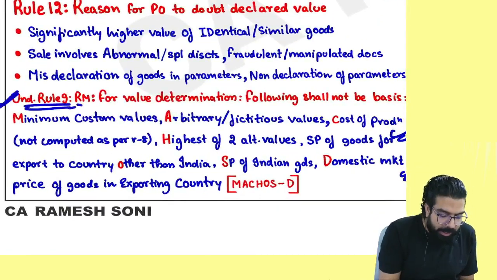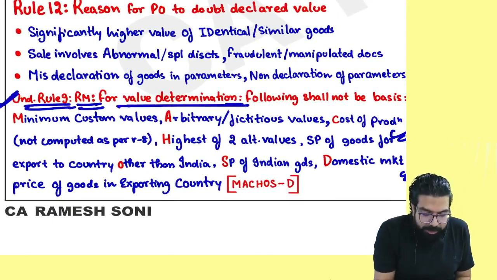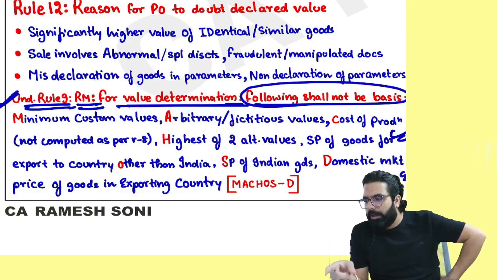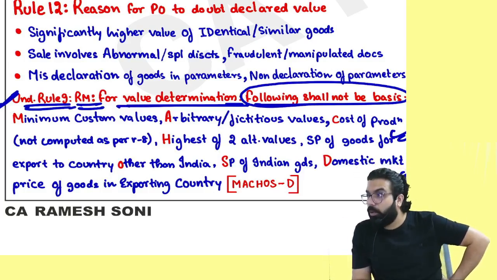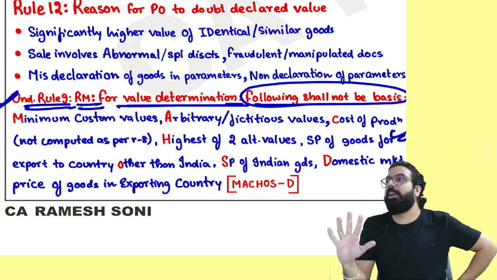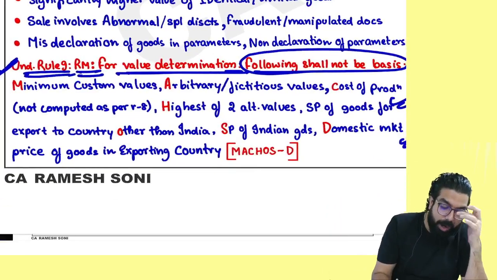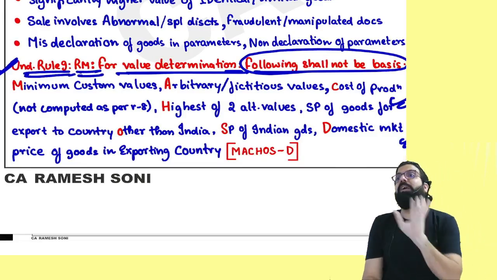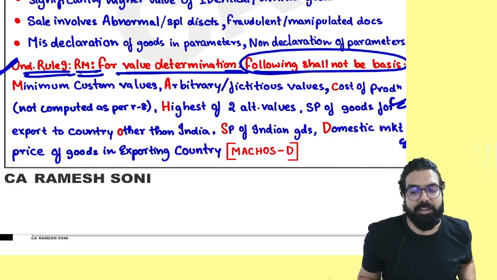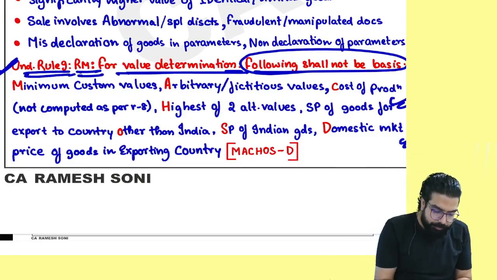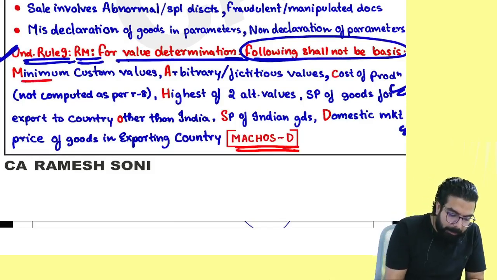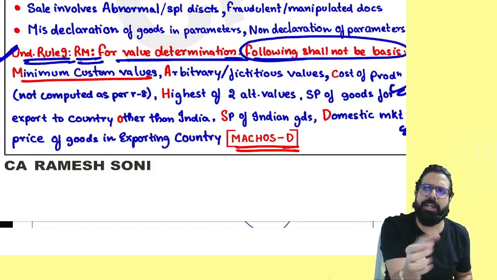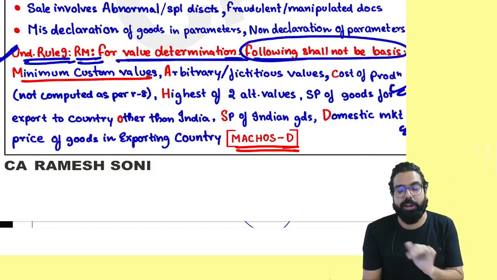Sir, under rule number 9, residual method, for value determination, following shall not be the basis. People, you know what officer is doing? Inky, pinky, ponky, this is the amount. Can he do that? He can't go ahead and do any arbitrary calculation. Always remember one thing, what cannot be the basis for finding out the value? C, Machos D. M for minimum custom values. He is telling customs, whichever is the minimum value we are finding, will apply. No, minimum custom value cannot be taken.